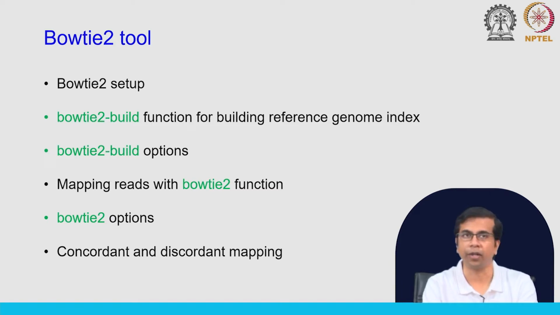So, we have set up Bowtie2. We have used this Bowtie2 build function for building reference genome index, and there are certain options that you can give in the command line when you are using this Bowtie2 build. Then we use this Bowtie2 function itself. So, this is the function that we use for mapping. Okay. And with Bowtie2 there are a lot of options. We have mentioned that some of these options could be useful, and we have also discussed concordant and discordant mapping.